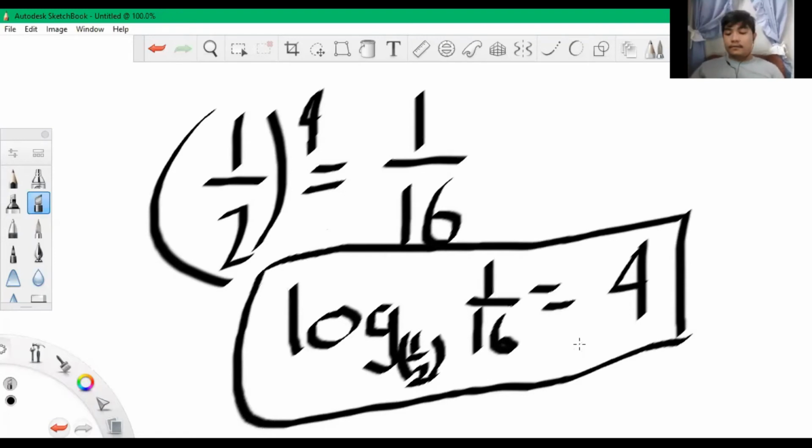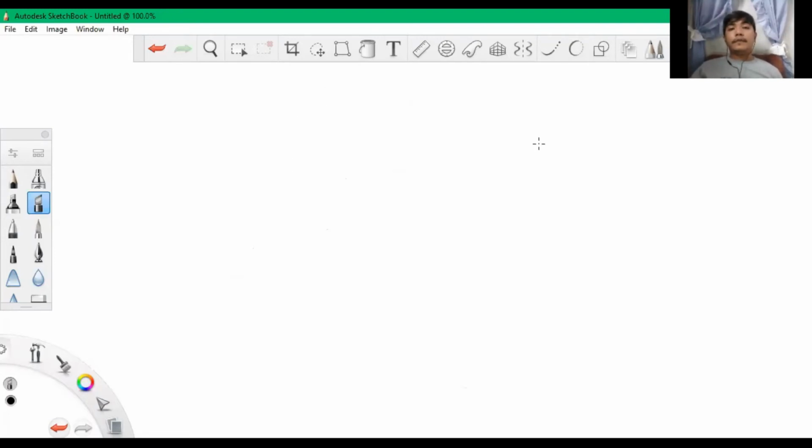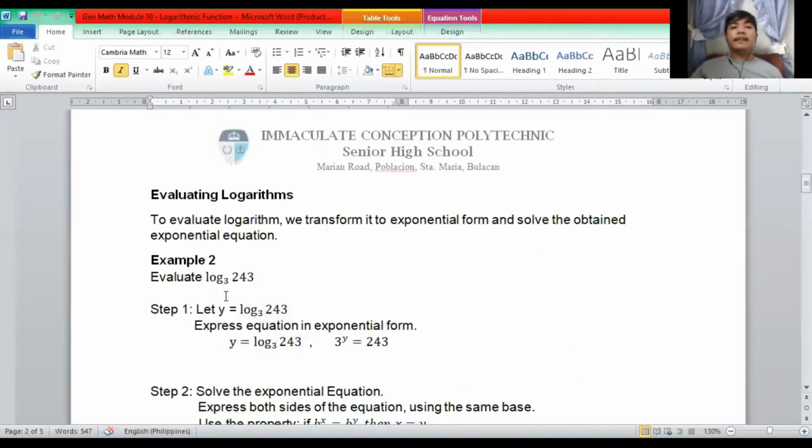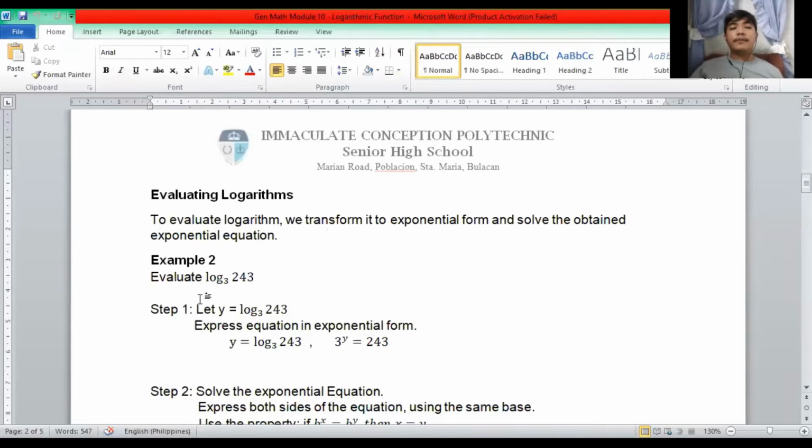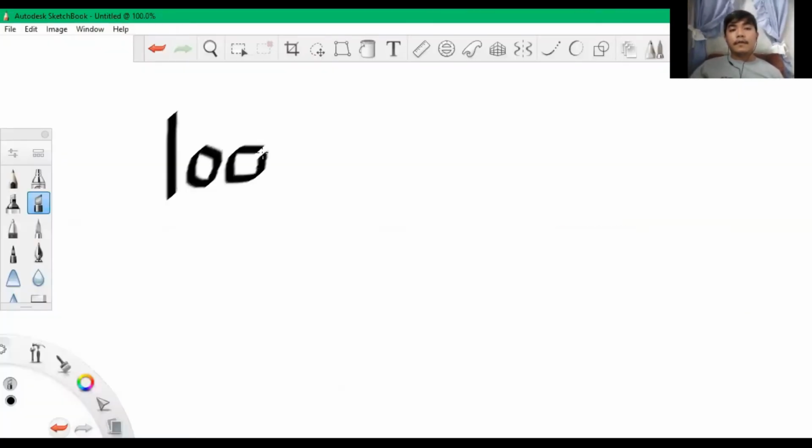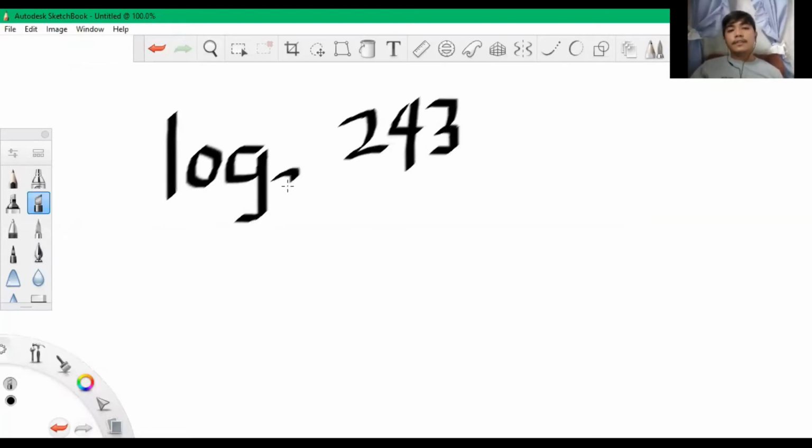Okay, so let's try solving or evaluating logarithms. So in this example, we have example number 2. We are being asked to evaluate the logarithm of 243 to the base 3. This one. Okay, so let's write the logarithm of 243 to the base 3. So which is the missing part?